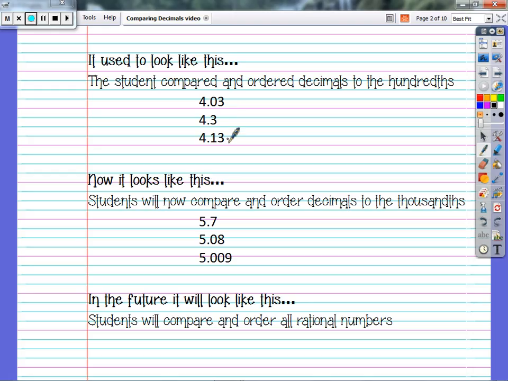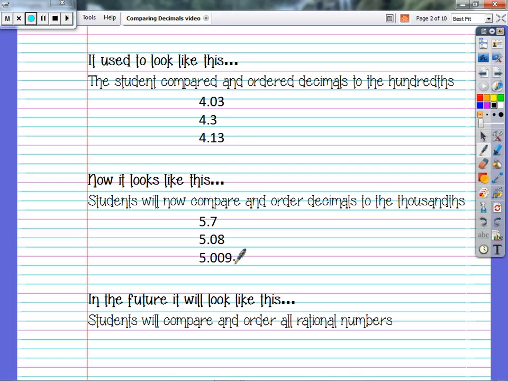Now in fifth grade, this is how it's going to look. The students are going to compare and they're also going to order decimals, but this time they're doing it to the thousands place value. And if we look below, we have 5 and 7 tenths, 5 and 8 hundredths, and 5 and 9 thousandths. So what we're doing in fifth grade now, we're going an additional place value. Instead of just to the hundreds, we're going now to the thousands place value.